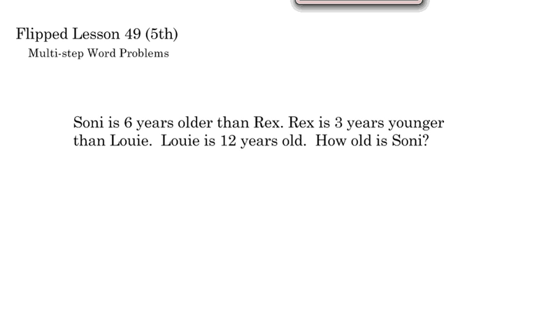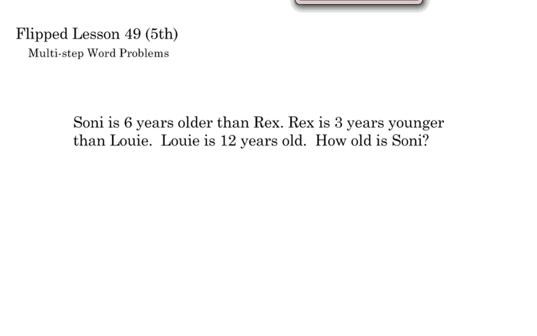Word problems where we're given information and that information is useful, but we're going to have to do one part, then a second part, possibly even a third part before we can actually get the answer that the question is looking for. For example, it says Sony is 6 years older than Rex.